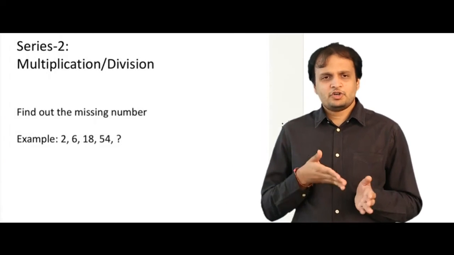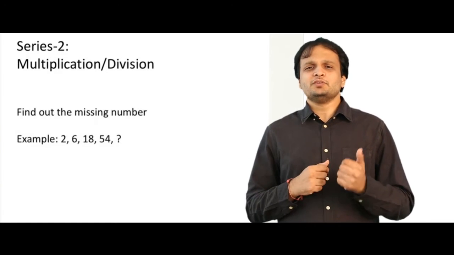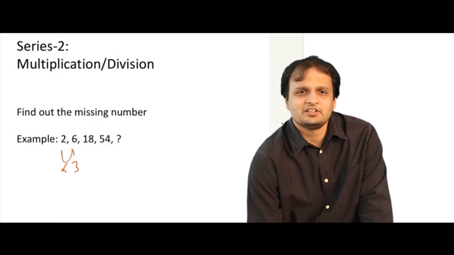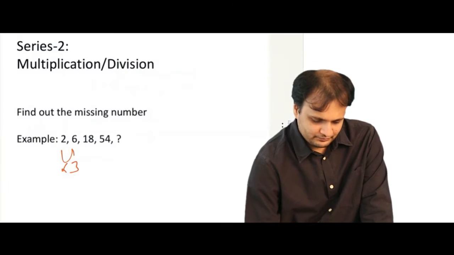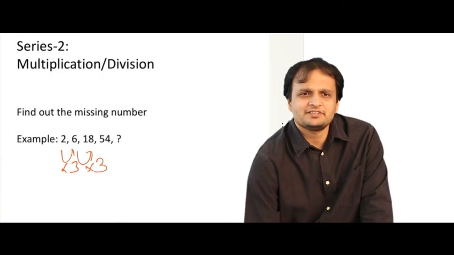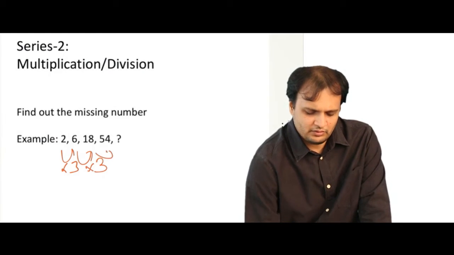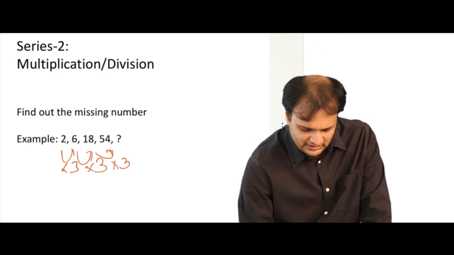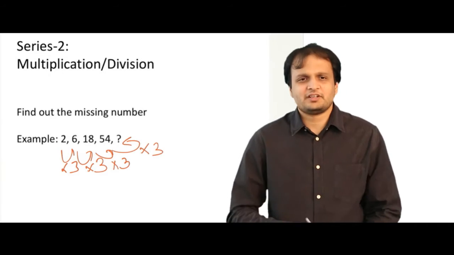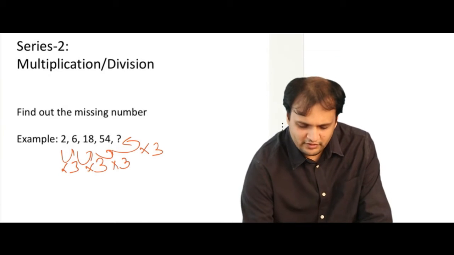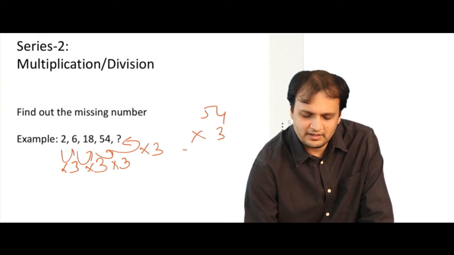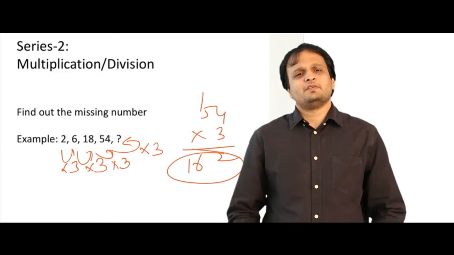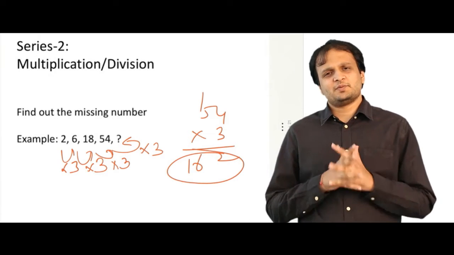So let's start. 2 into what gives us 6? 2 into 3 gives us 6. 6 into what gives us 18? So 6 into again 3 gives us 18. 18 into what gives us 54? So 18 into 3 gives us 54. So what will be the next number? 54 into 3. So there is a into 3, into 3, into 3, into 3. So what is 54 into 3? Let's multiply. 162. So 162 is your answer for this question.